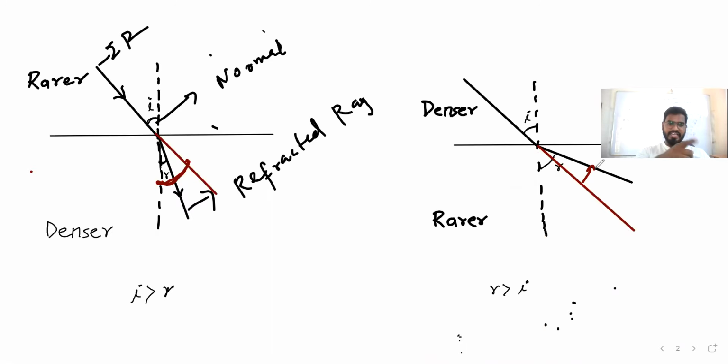Fine. So let's see again one more time. A ray of light traveling from a rarer medium to a denser medium bends towards the normal. Rarer to denser, towards the normal. Denser to rarer, away from the normal. Fine.